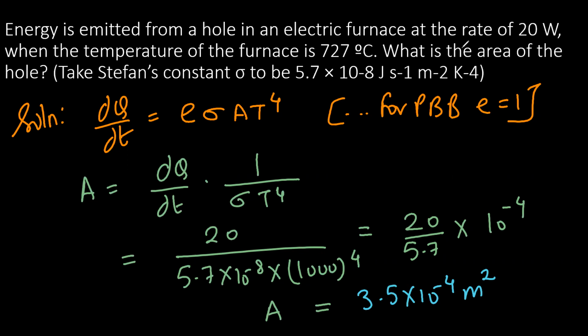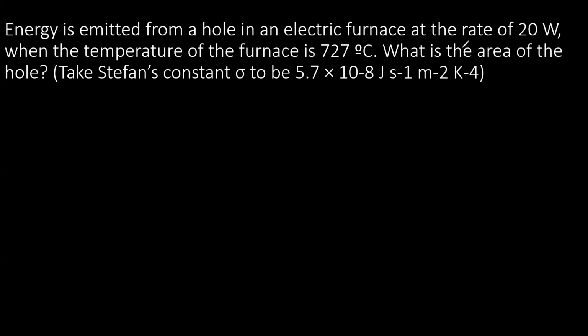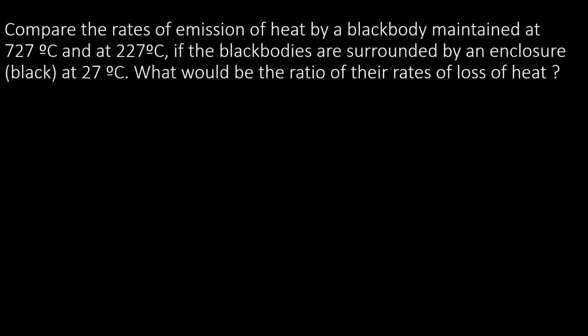Okay? Chalo, that was simple. Let's go for the next one. Compare the rate of emission of heat by the black body maintained at 727 degrees Celsius and 227 degrees Celsius. The black bodies are surrounded by the enclosure at 27 degrees Celsius. And what will be the ratio of their rate of loss?